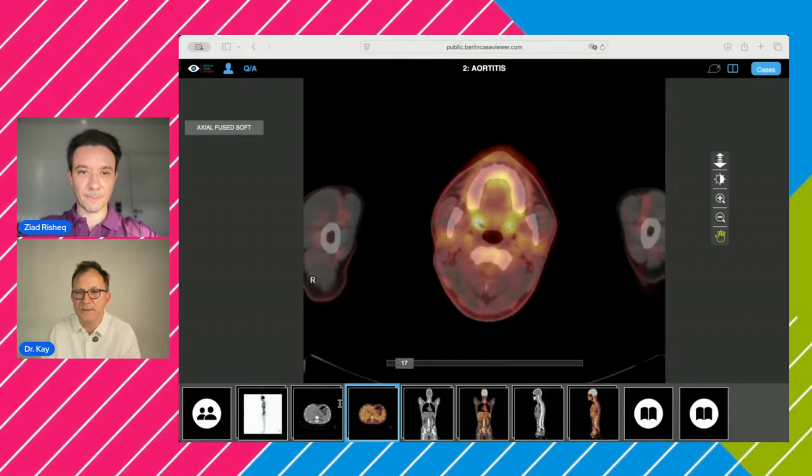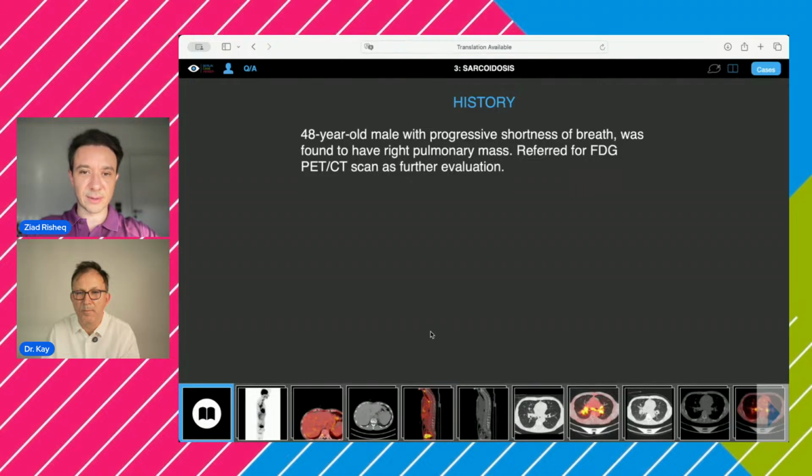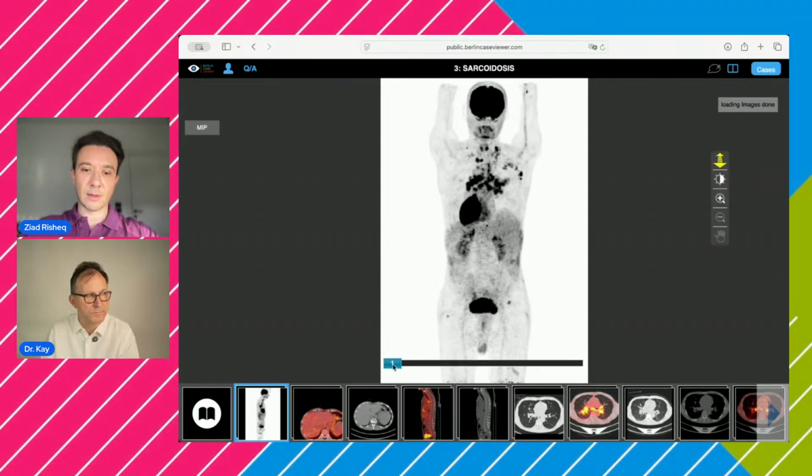Okay, let's go to case number 3. This is a sarcoidosis case. It's a pretty straightforward history: a 48-year-old male with progressive shortness of breath. He had a CT scan, and they found a right pulmonary mass. So they just referred him for the FDG PET scan without any further investigations.